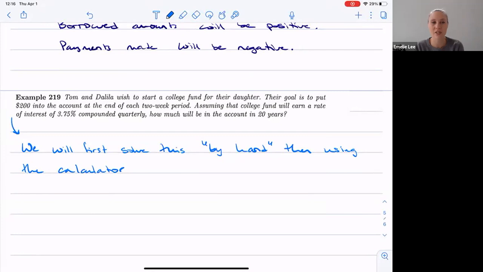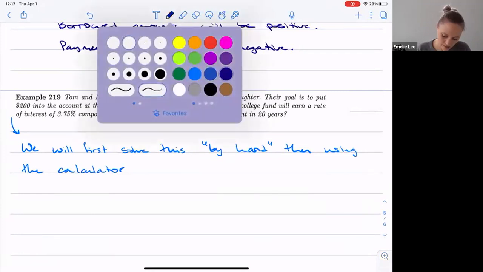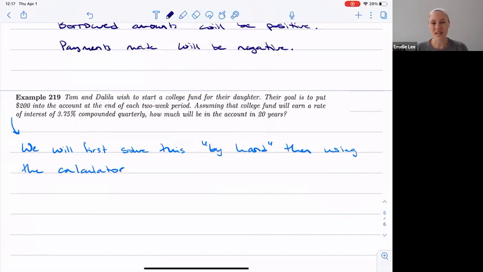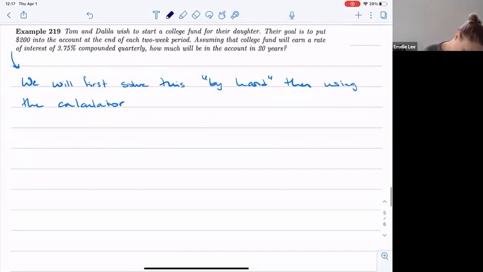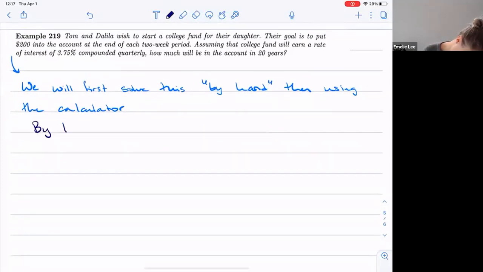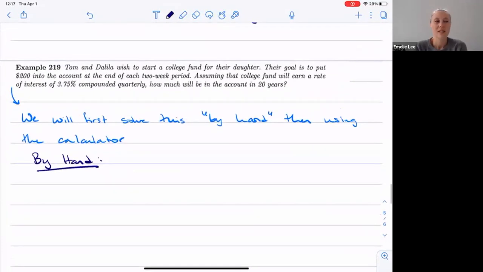You can do all these calculations by hand always. It's just that come final exam time, and even test 3, you might run out of time because the calculator is so much faster. Okay, so let's do the by hand section first. Here we go. How would I approach this?